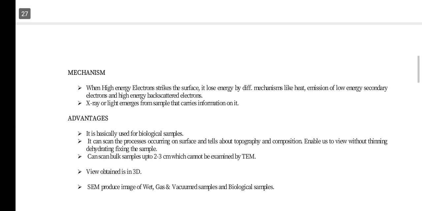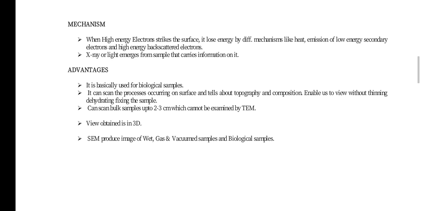And the mechanism of scanning electron microscope. When high energy electrons strike the surface, it loses energy by different mechanisms like heat, emission of low energy secondary electrons and high energy backscattered electrons. X-ray or light emerges from the sample that carries information on it. And advantages of scanning electron microscope.